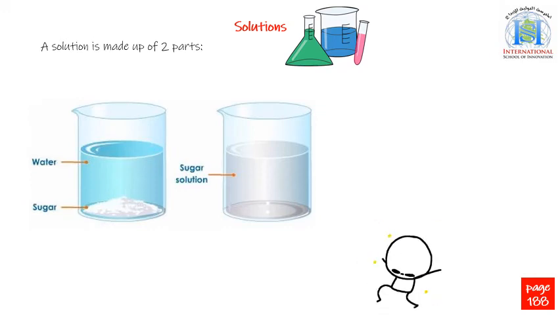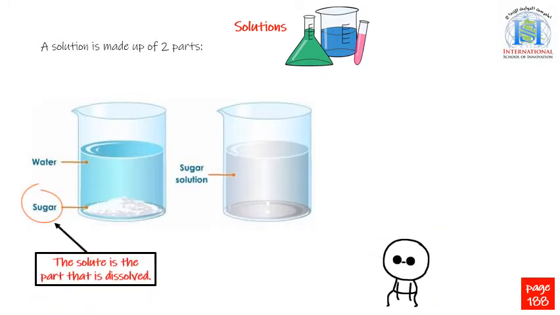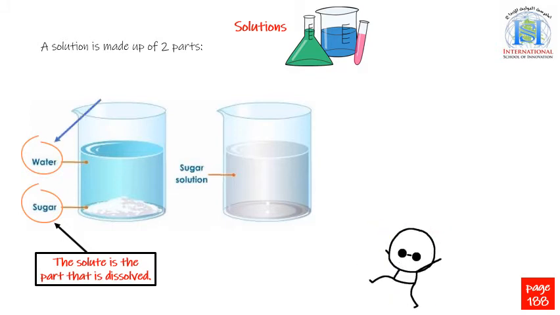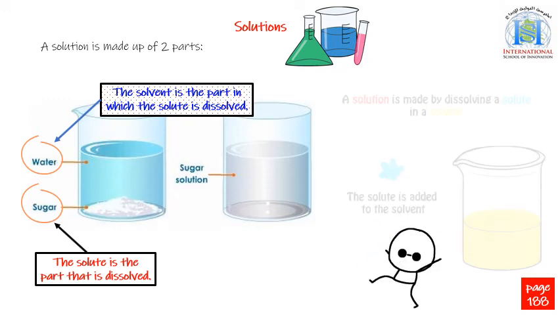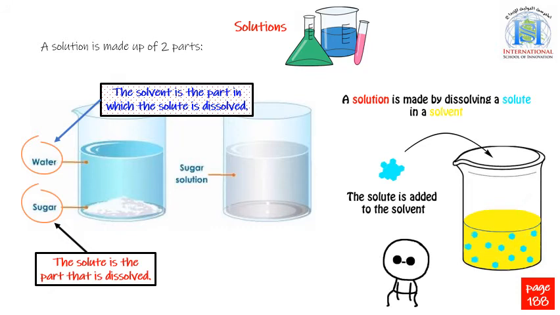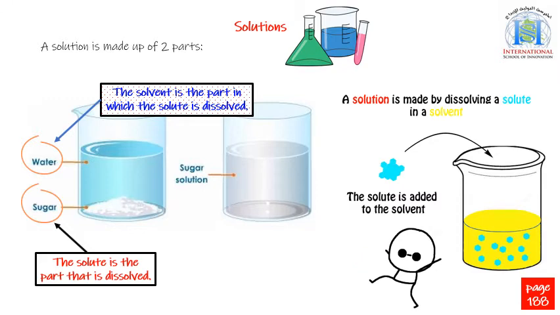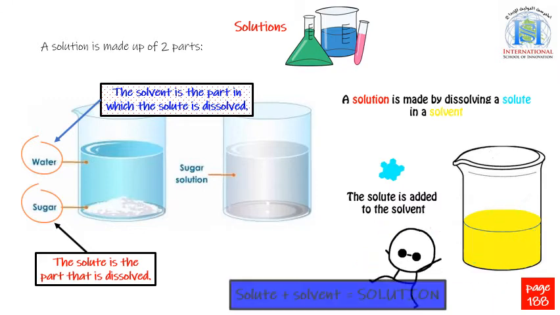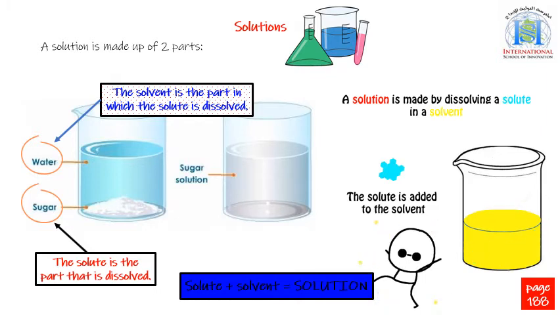A solute is the substance to be dissolved, and in our case, it's the sugar. The solvent is the one doing the dissolving process, and in our case, it's the water. Usually, there is more solvent than solute. You know now that a solution is made by dissolving a solute in a solvent, right? So, solute plus solvent equals solution.